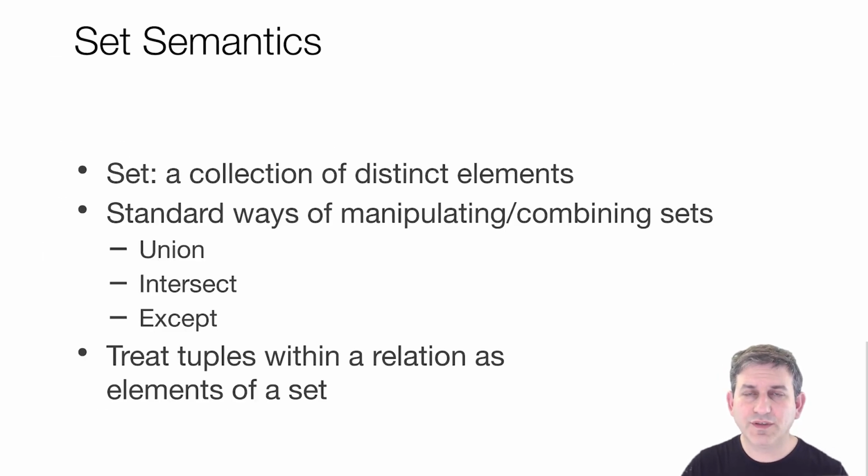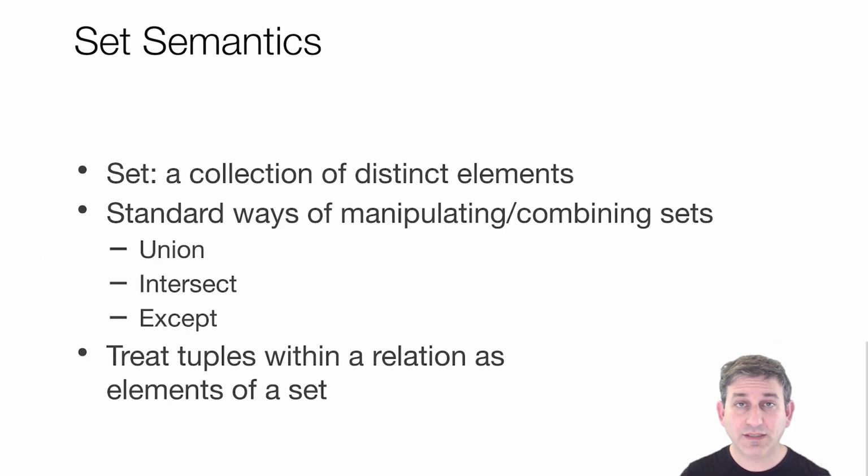We've been glossing over some details of the set operators in SQL that I'd like to clarify. Let's begin with the semantics of sets. Sets are mathematical objects you may be familiar with from a previous math class. A set is a collection of distinct elements, and there are standard ways of manipulating and combining sets. You can form their union, their intersection, or you can take the set difference of one set with another. And in SQL, we refer to these as union, intersect, and except.